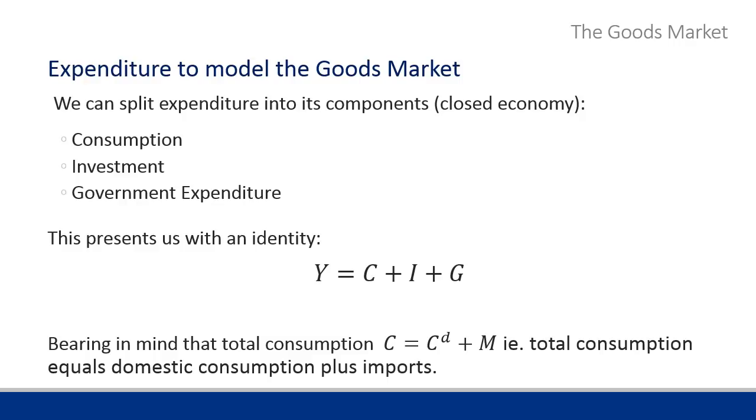So we can model the goods market then by splitting expenditure into its components. And for the closed economy, we can have Y = C + I + G: consumption expenditure, investment expenditure, and government expenditure. Bearing in mind here an important distinction that consumption is total consumption, which is domestic consumption of domestic firms, plus imports, which is consumption on foreign firms. So total consumption equals domestic consumption plus imports. That's a very important digression there.